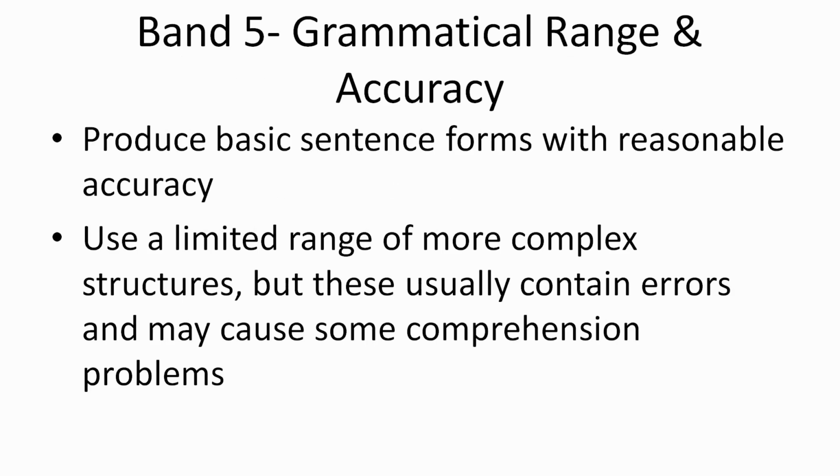Band 5 in grammatical range and accuracy. When you produce basic sentence forms with reasonable accuracy, and when you have a limited range of more complex structures, but these usually contain errors, meaning errors in complex structures, and it may cause some comprehension problems, then you will get band 5 in grammatical range and accuracy.